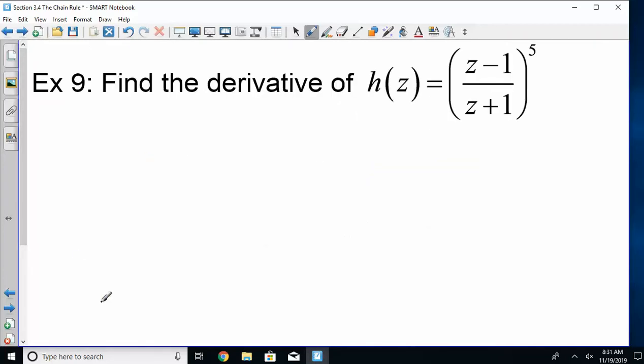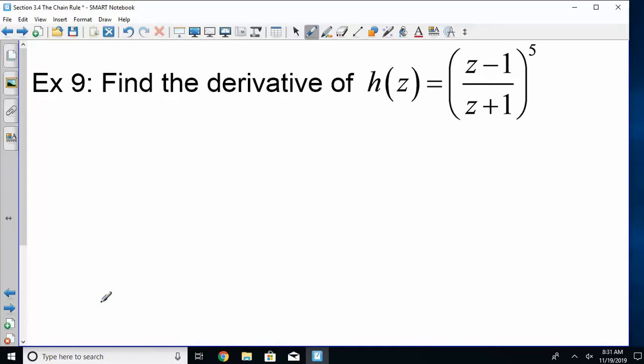This one. We're getting into some uglier ones now. We have a couple options for how we might work this problem. We can keep it as it is, as one thing to the 5th power. We could choose to do the top to the 5th and the bottom to the 5th. Either way, we're ultimately going to end up doing the quotient rule. So it really doesn't matter to me how you want to write it.